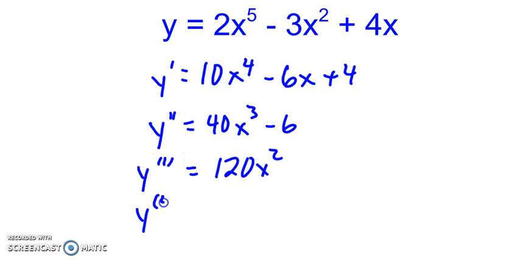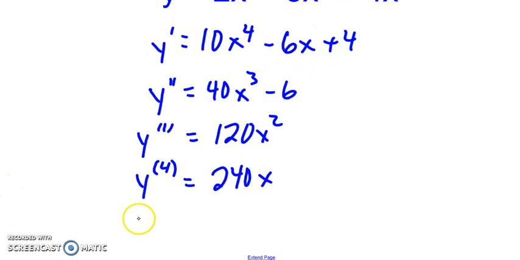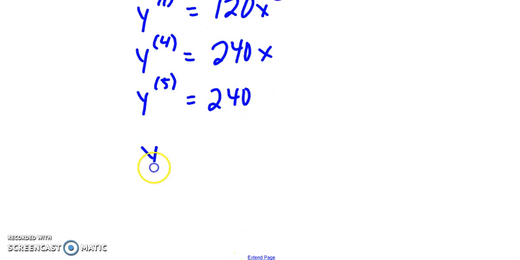Now when we get higher than that, we actually just start writing the numbers in parentheses. We no longer use that prime symbol. So again, this is the fourth derivative. So again, we're going to multiply here, 240x. And as you notice, as we keep taking the derivative here, we are eventually getting rid of our variable. Once that variable disappears and we take the derivative of a constant, that is when we get the derivative of 0.